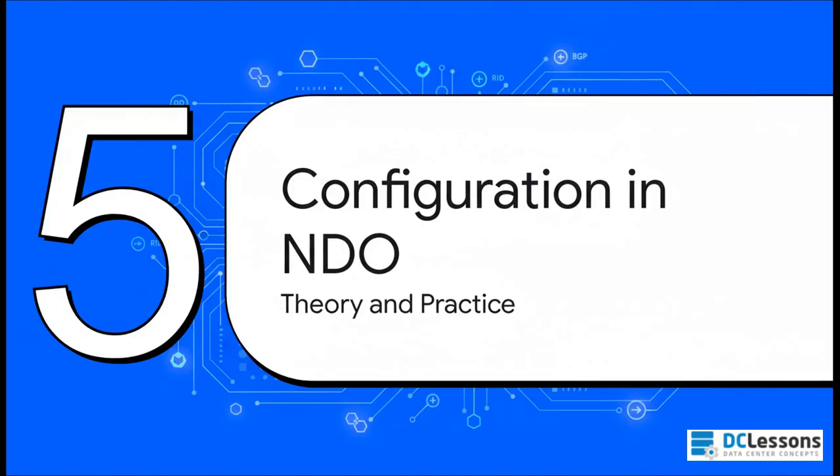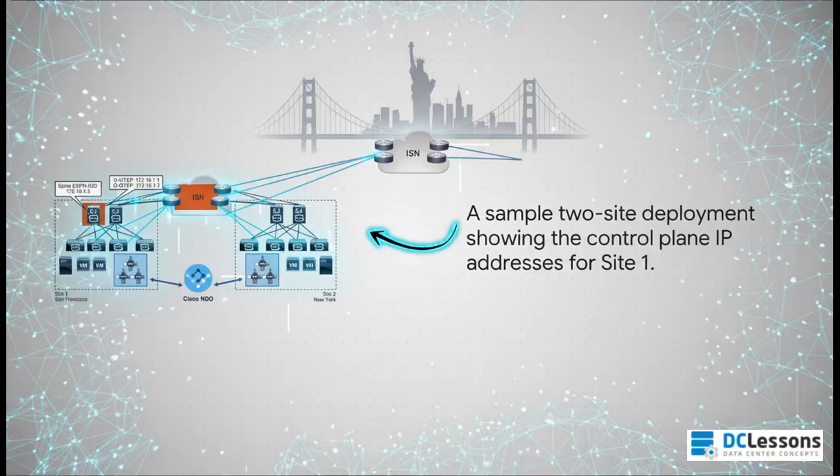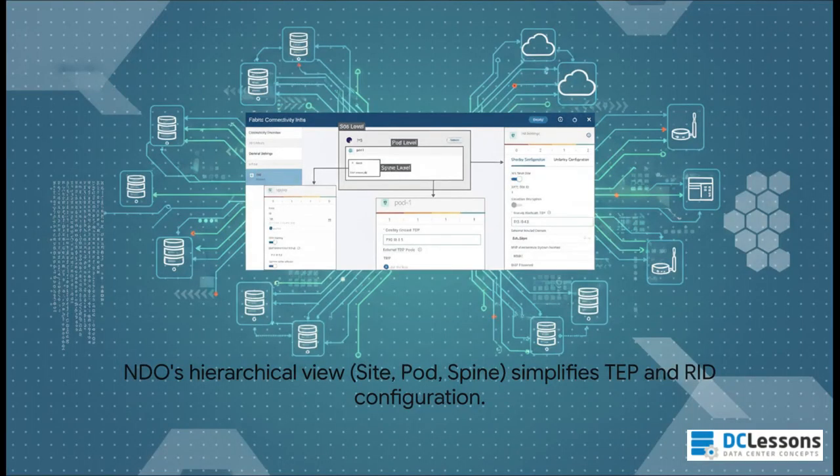All right, enough theory. We've covered a lot of the what and why, so now let's get practical. Let's see how all these concepts, the TEPs, the RIDs, BGP peering, are actually configured using the central management platform, Cisco Nexus Dashboard Orchestrator, or NDO. And to make this concrete, we'll just use this simple two-site setup between San Francisco and New York. Now for Site 1, just notice the specific IP addresses we need to configure. We've got the OUTEP for the pod, the OMTEP for the whole site, and that unique EVPN RID for spine S1.